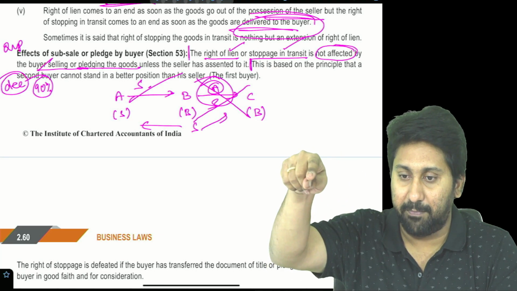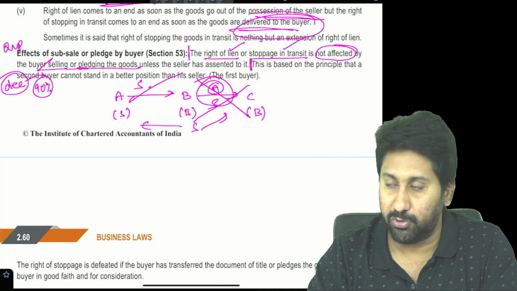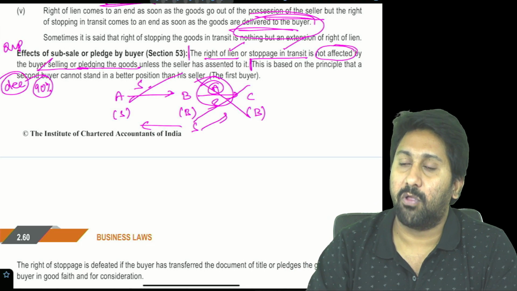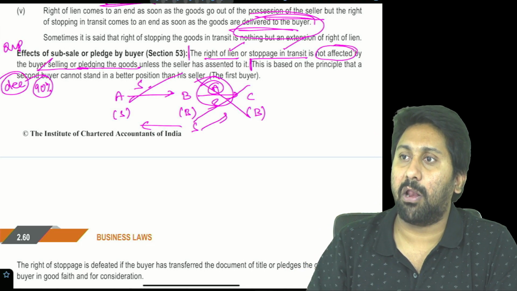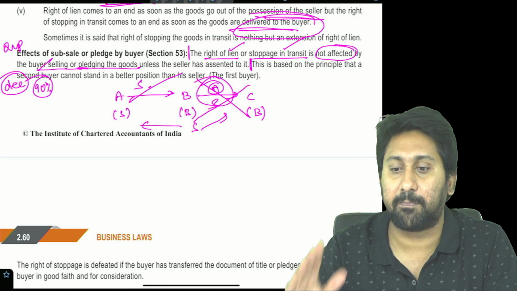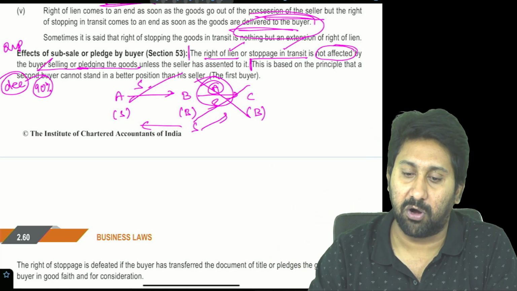Seller, you are a buyer. I am a seller in Kolkata. You are a buyer in Gujarat. I sold goods to you. On the date of sale I have given a written contract saying that I am allowing you to enter into other sale contracts with others, or you can put these goods as a pledge, as security for a loan taken. Okay, you can do whatever you want.